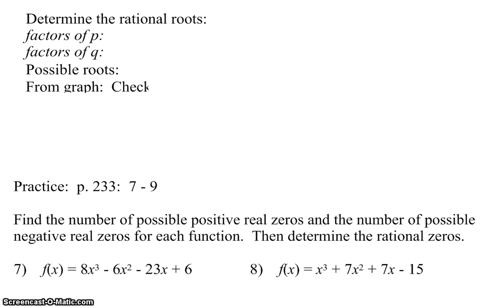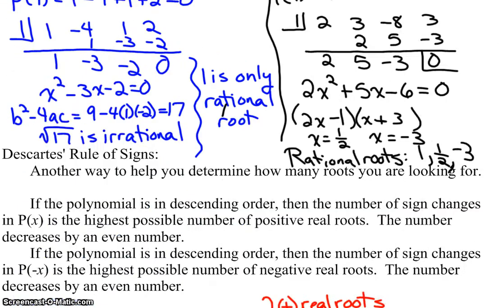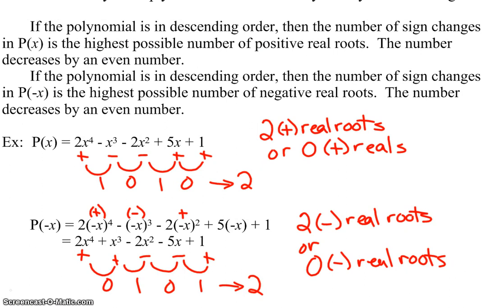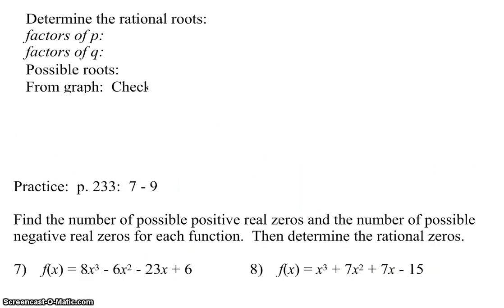Now let's go ahead and take that problem and actually determine the rational roots. So our P was 1, our Q was 2. So on this problem, the factors of 1 are 1, the factors of 2 are 1 and 2. So our possible roots were plus or minus 1 over 1 and plus or minus 1 over 2, or plus or minus 1 and plus or minus 1/2.